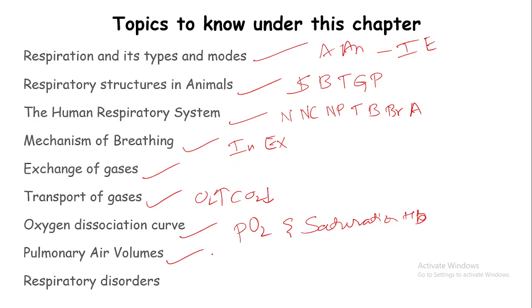Pulmonary air volumes, we saw about total vital capacity, total lung capacity, functional residual volume, inspiratory residual volume, inspiratory capacity, expiratory capacity, expiratory residual volume, and residual volume, ultimately the entire lung capacity. Okay. Respiratory disorders: asthma, emphysema, pneumonia, sinusitis, then bronchitis, and occupational lung disorders. All right, so this was the overview of breathing and exchange of gases.